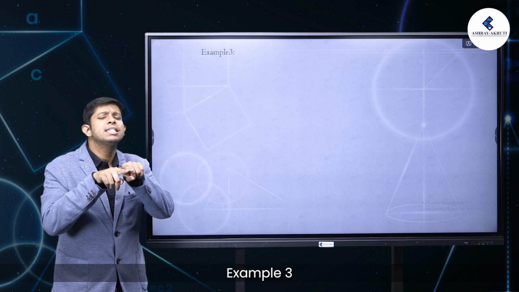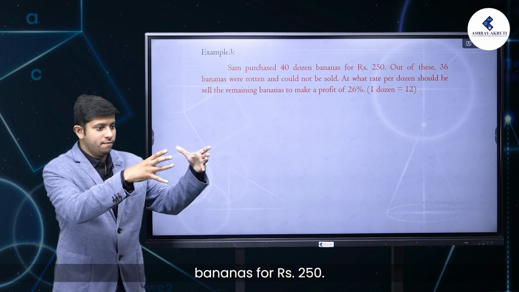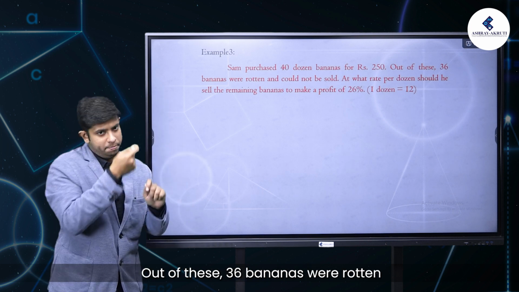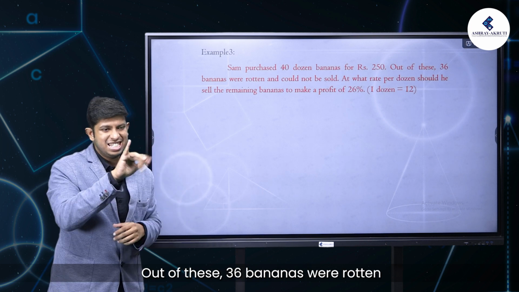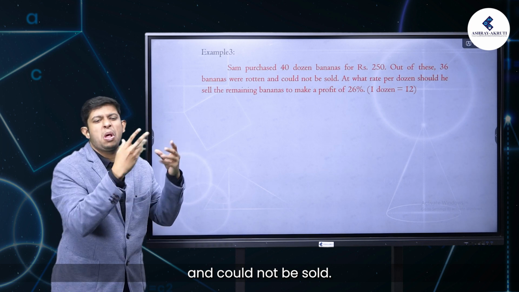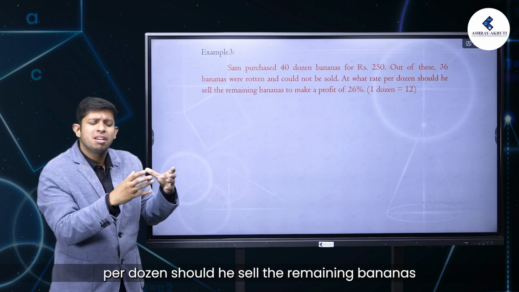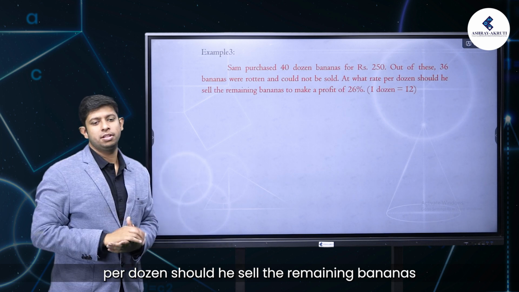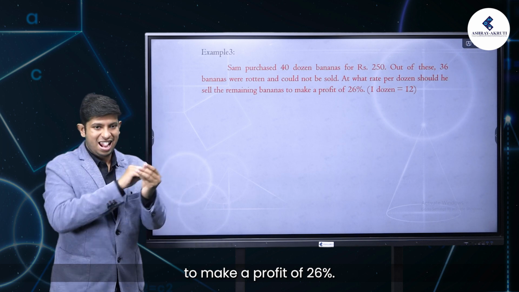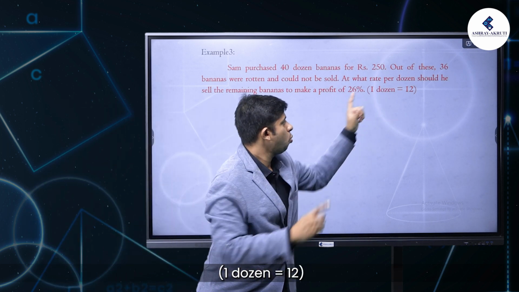Example 3. Sam purchased 40 dozen bananas for Rs 250. Out of these, 36 bananas were rotten and could not be sold. At what rate per dozen should he sell the remaining bananas to make a profit of 26%? 1 dozen is equal to 12.